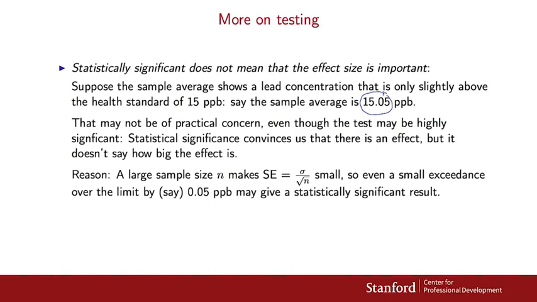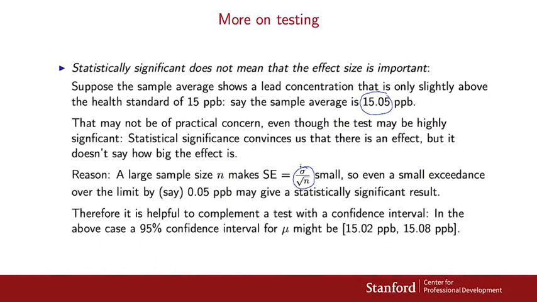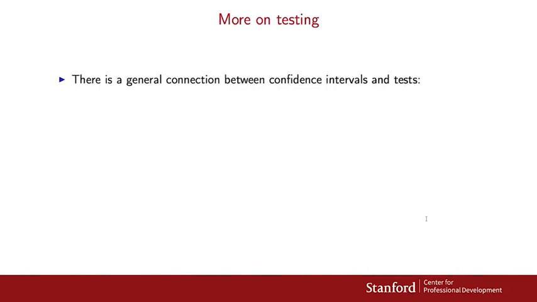A large sample size makes the standard error small because the sample size is in the denominator. And with a small standard error, we may quickly get a very significant test result. For that reason, it's helpful to complement a test with a confidence interval. In that case, we might get a confidence interval that, for example, goes from 15.02 all the way to 15.08. And that, in effect, tells us that we can be confident that we are not far away from the health limit.